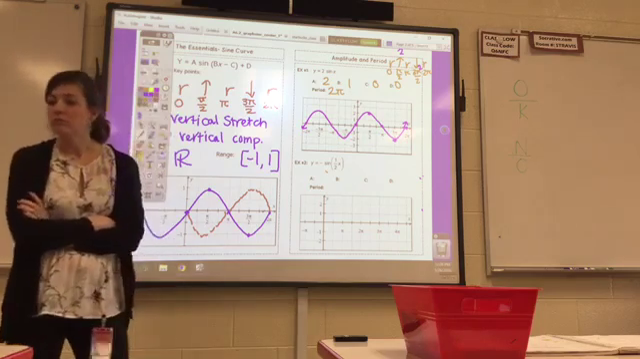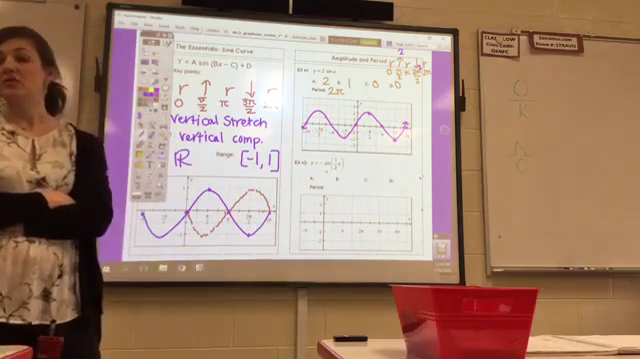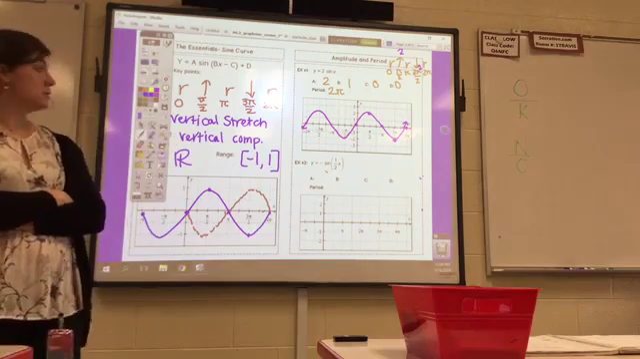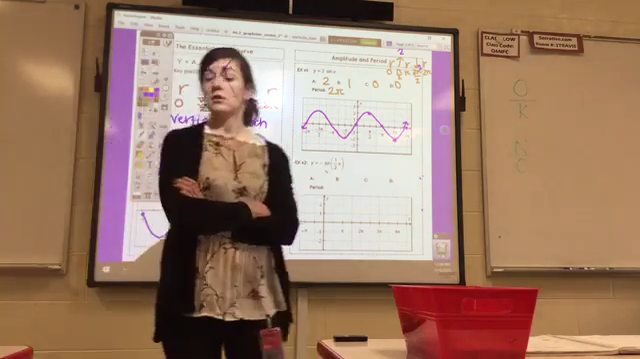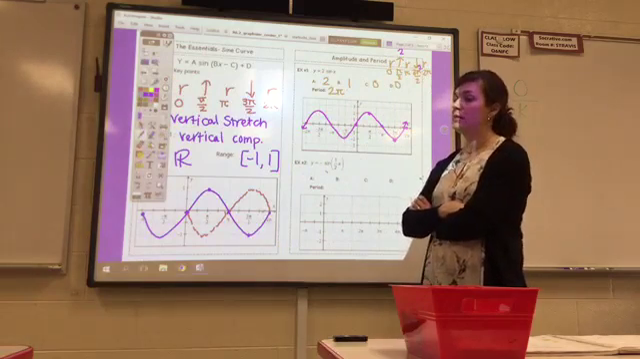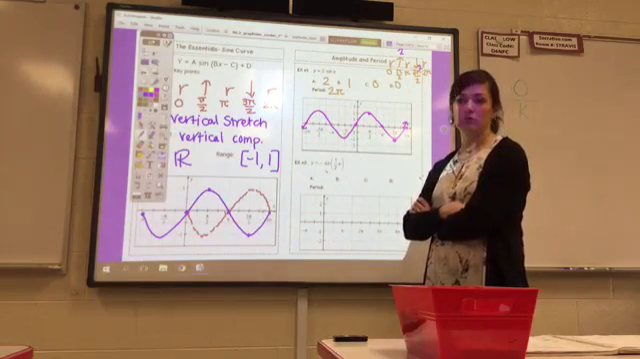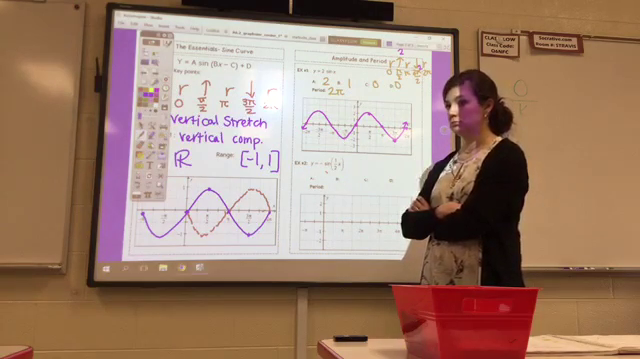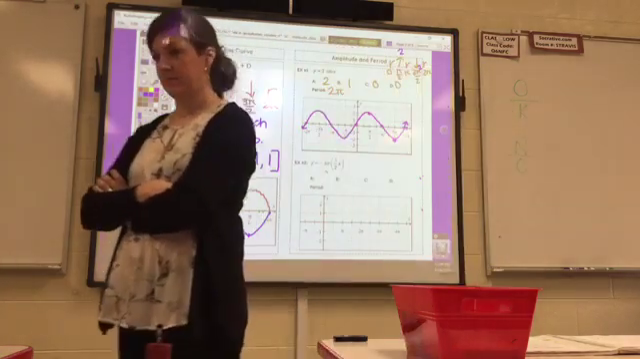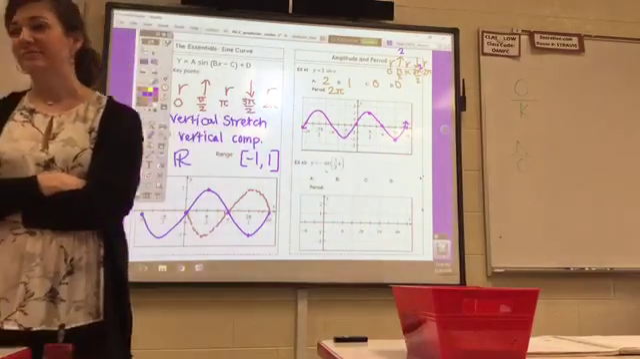What does B change again? B changes the period. So that means it'd be pi instead of 2 pi? No, think about that. It's 2 pi over 1/2. What is 2 divided by half? No. How many halves are in 2? 4.